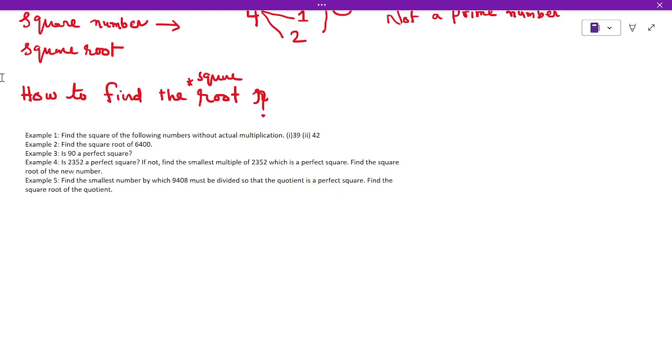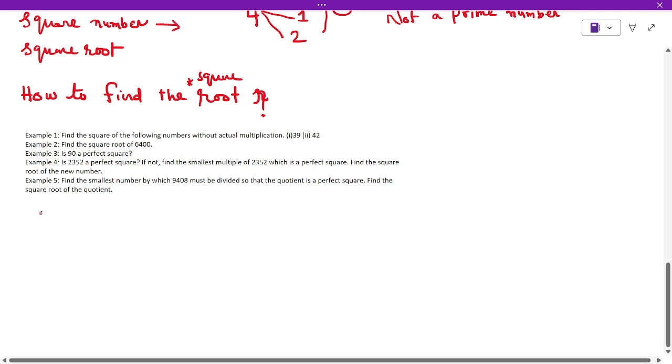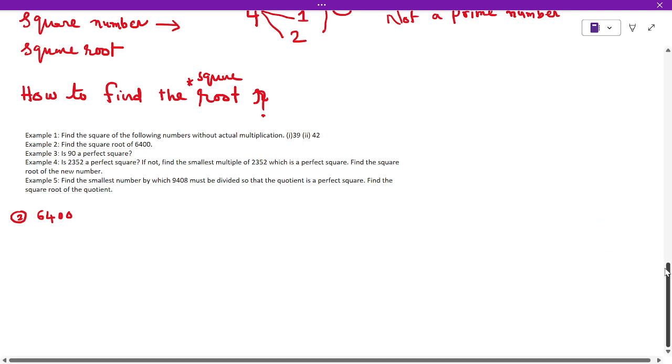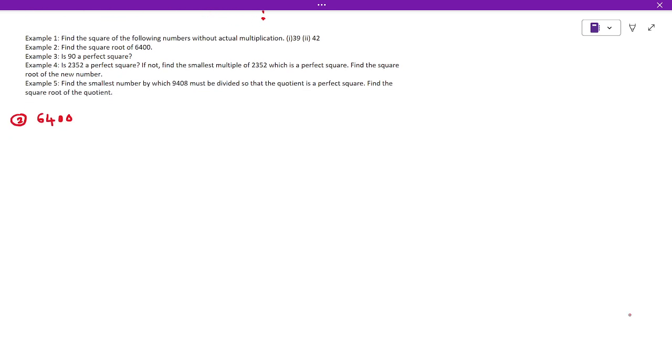So now the second question. What is the second question? Find the square root of 6400. Okay, so let us take the number 6400. This is question number 2. I want to find the square root of 6400. What is the definition of square root? You take a number with which the same number is multiplied to get 6400. We want to find that number, right?